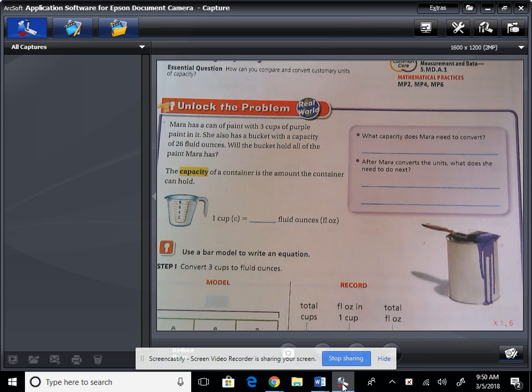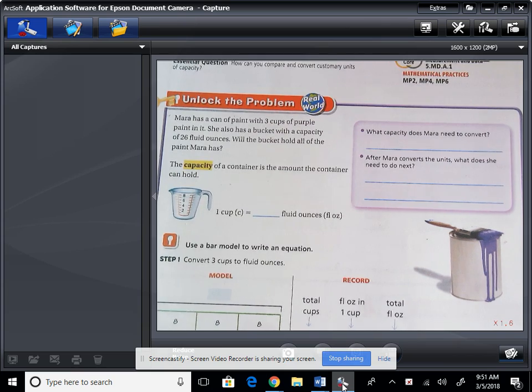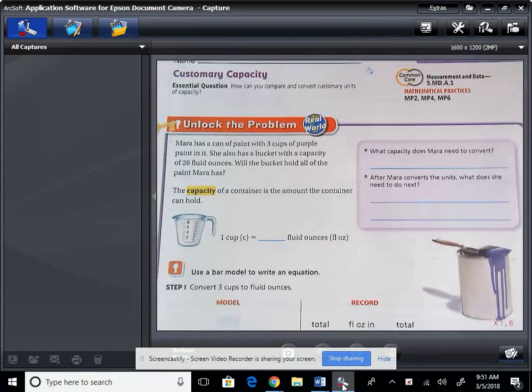All right, guys, we're doing customary capacity. So that's more of like your volume that we did like in science. So the essential question is, how can you compare and convert customary units of capacity?